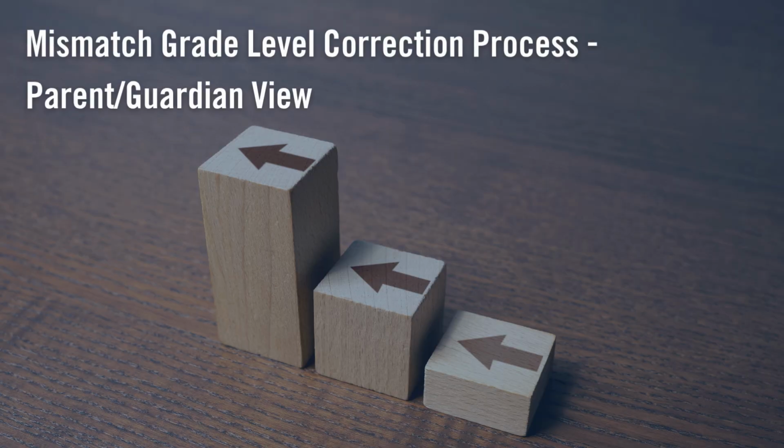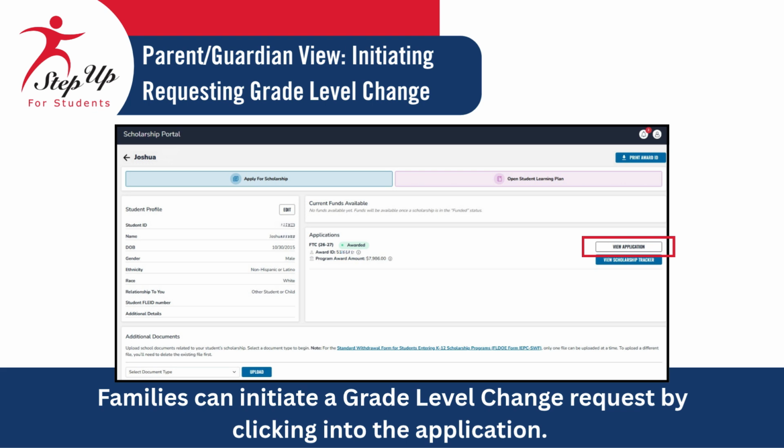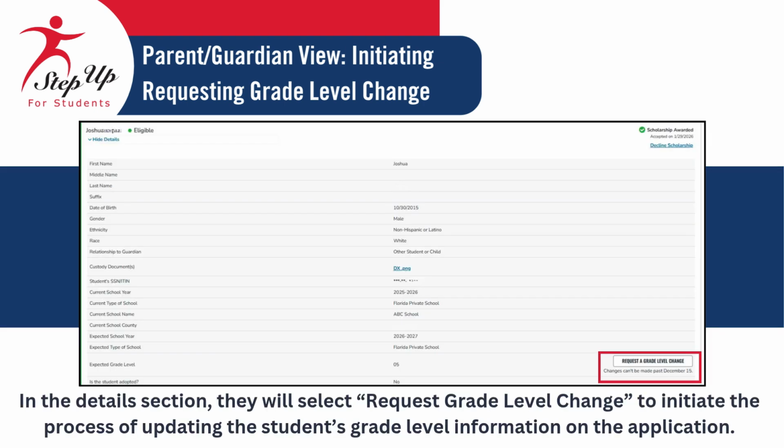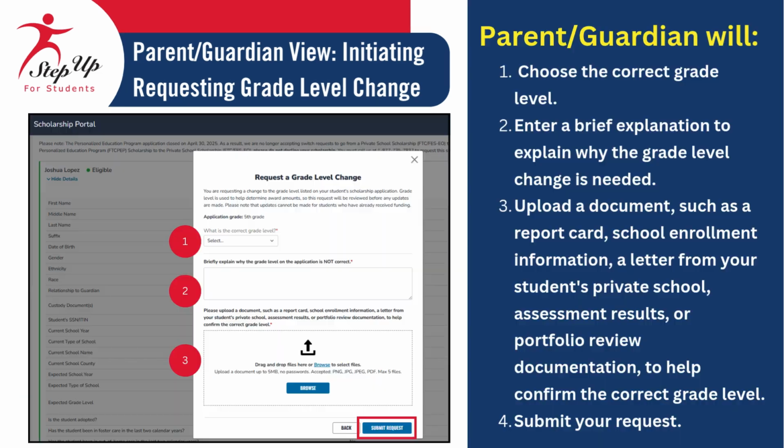Now let's look at what the family sees when there is a grade level mismatch. Families can initiate a grade level change request by clicking into the application. Under Students section, click View Details to open the application. In the Details section, they will select Request Grade Level Change to initiate the process of updating the student's grade level information on the application. At this stage, the parent or guardian will need to complete these three sections prior to submitting the request.